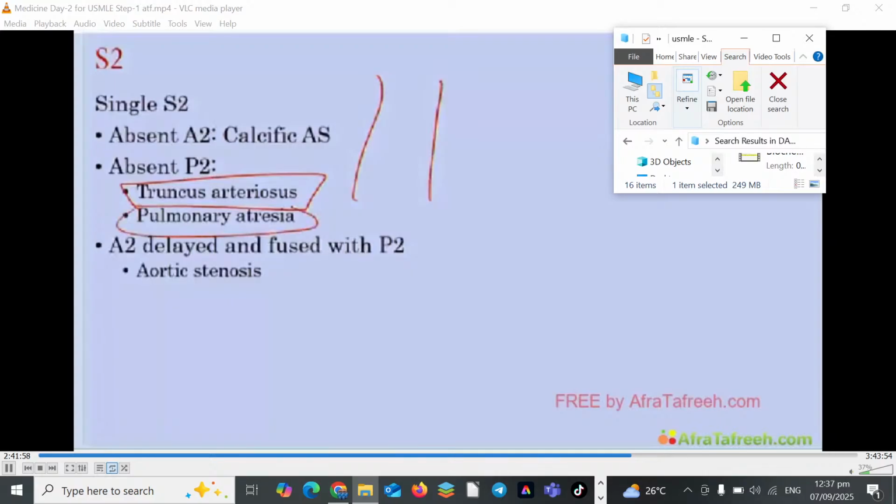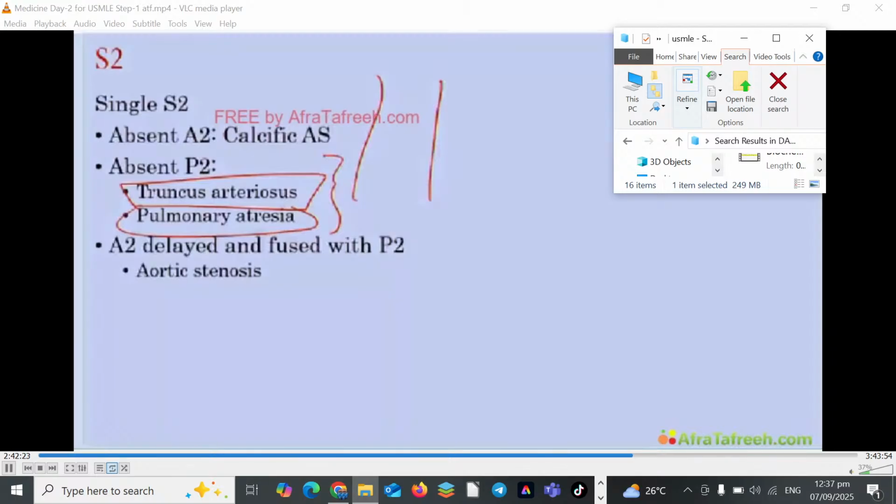These are all theoretical aspects. You don't need to memorize it for your medicine exam, so I'm not concerned there. But you need to memorize it for your peds and your congenital heart problems. The child is born with a single second heart sound. What is it? It can be either a severe AS, or truncus arteriosus, or pulmonary atresia.